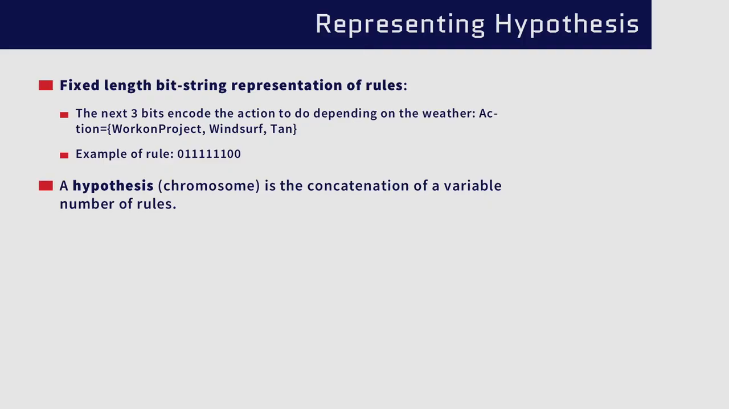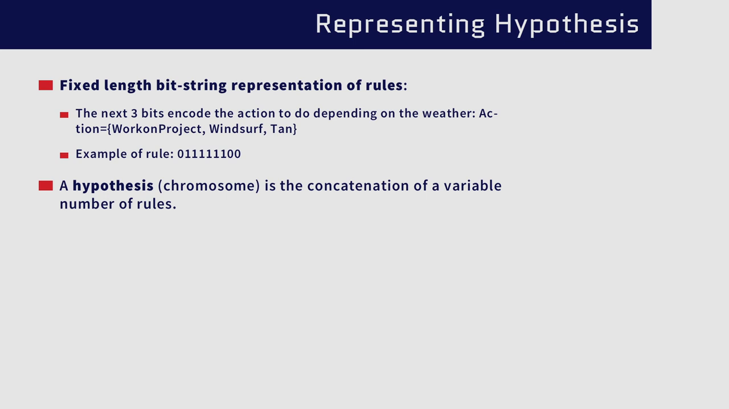We can encode rules that way too. Each rule's preconditions and postconditions are represented in a similar fashion, using concatenations of bits representing characteristics and properties. We can concatenate the preconditions and the postconditions if we know how long each is. Let's say we use 3 more bits to encode the action to do depending on the weather. So we will have 6 bits for the preconditions, the weather, and 3 bits for the postconditions, the resulting action. Let's say the possible actions are work on project, windsurf, or go tanning at the beach.